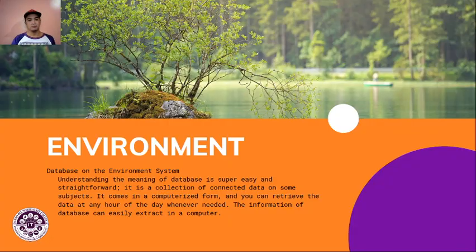Okay, now let's talk about the second one, the environment. So we have the database on environment system. Understanding the meaning of database is super easy and straightforward. It is a collection of connected data on some subjects. It comes in a computerized form, and you can retrieve the data at any hour of the day whenever needed. Now, the information of a database can easily be extracted in a computer.